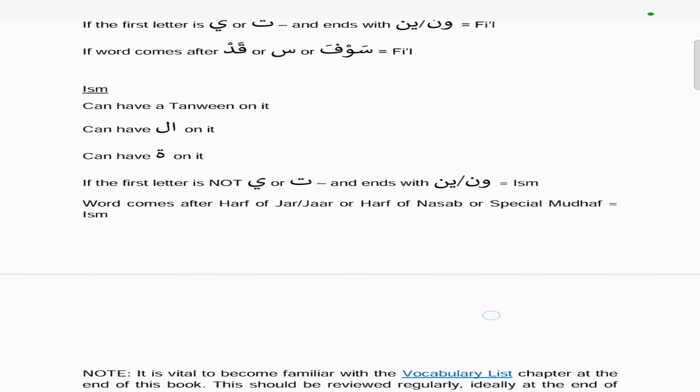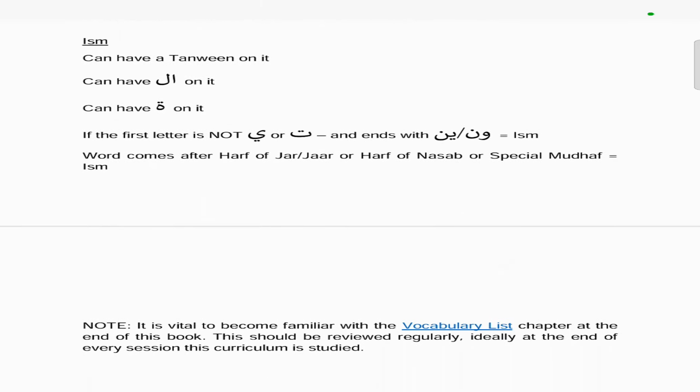Whereas an ism, it can have a tanween on it, it can have al on it, it can have ta marbuta on it, which is the opposite of the fi'l. And if the first letter is not a ya or ta, and it ends with the ya, noon, and the wa and noon, any combination, then it's an ism.